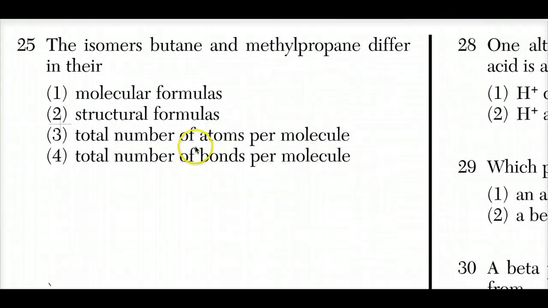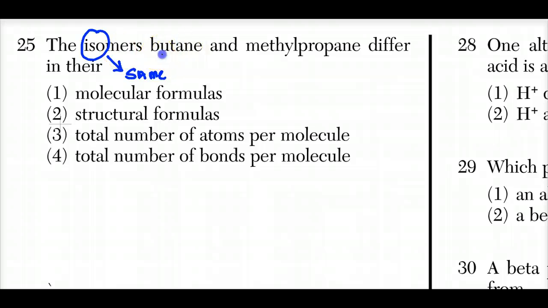Number 25. The isomers butane and methylpropane differ in their what? Well, iso means same, just like isotope is the same number of protons or same element but different form or different mass, meaning they have different numbers of neutrons. So heavier or lighter, the same type of element.